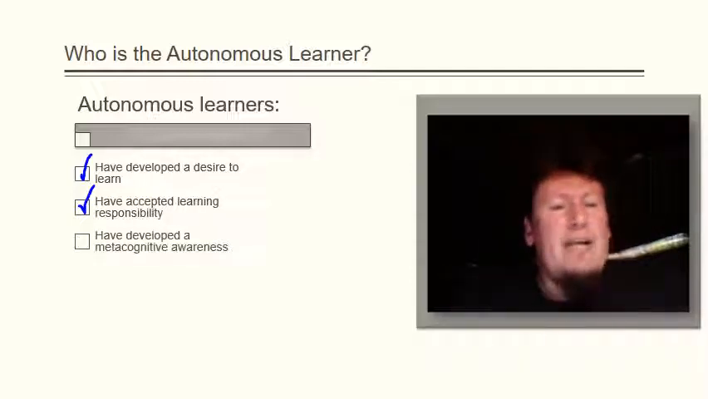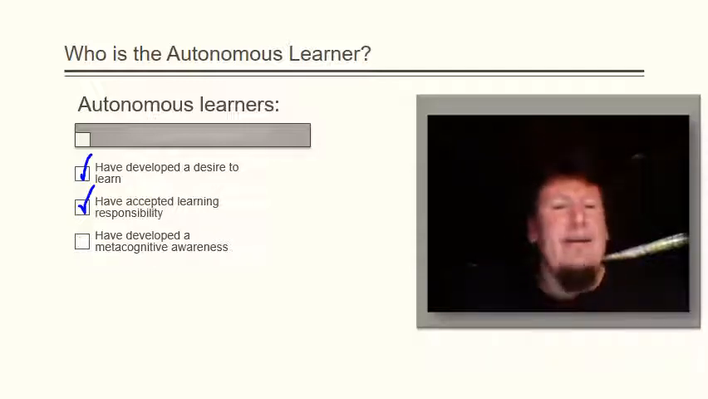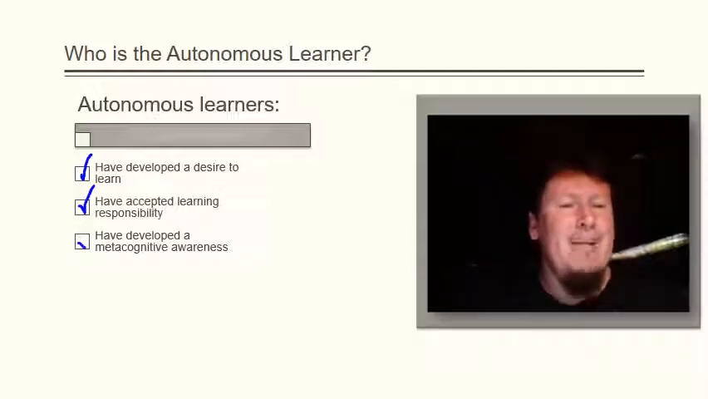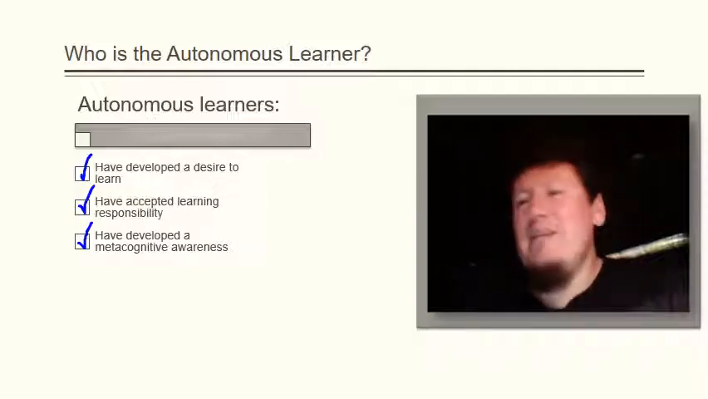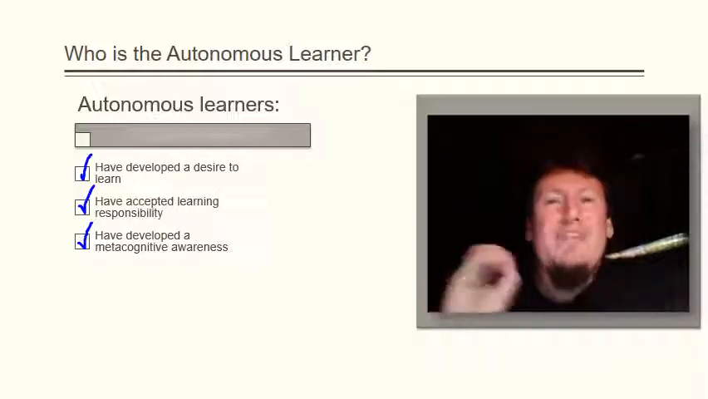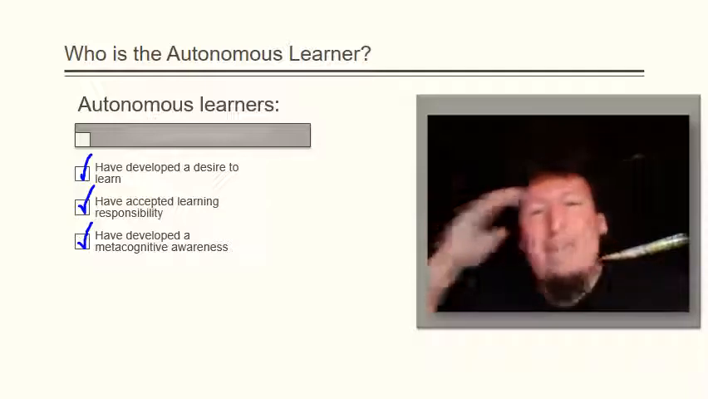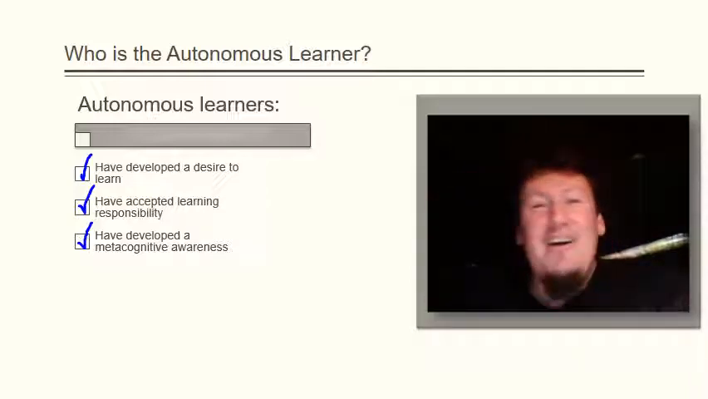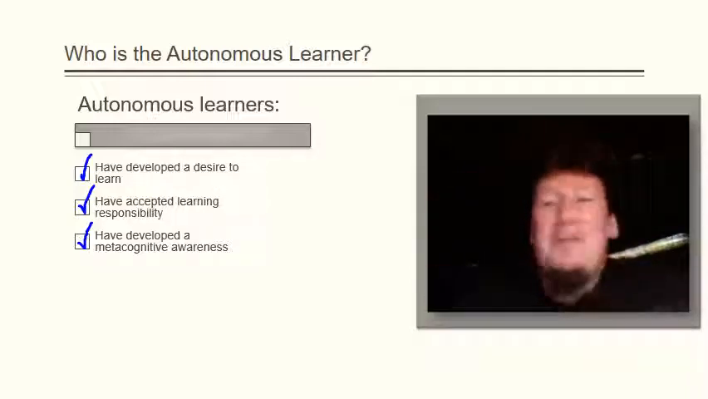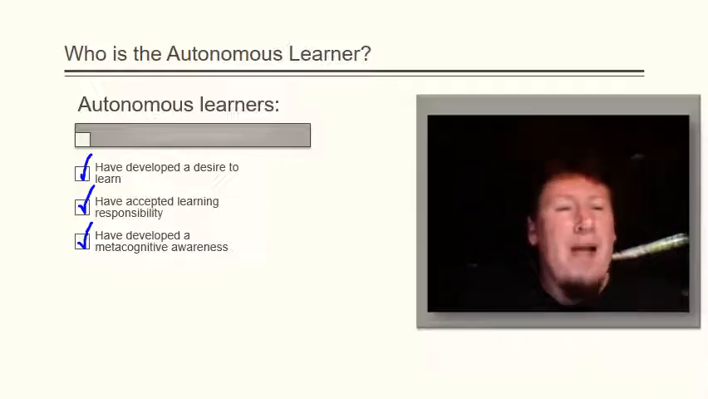Next point here is have developed a metacognitive awareness. Yes. So when we're talking about learner autonomy or autonomous learner, however you want to place it, we always come up with this word. This word always comes up, metacognitive. What the heck is a metacognitive awareness thing going on here? You probably are familiar with this, probably not. But metacognitive, well, we can break it up into two parts.